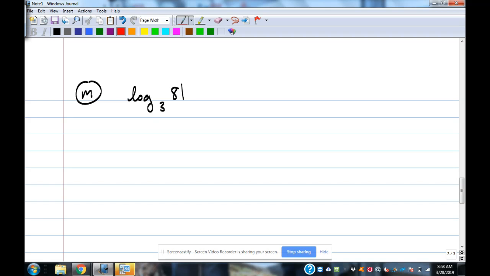All right, so log base 3 of 81. Again, this is a nice number. We know a lot about 81. We know a lot about 3. So 3 to what power gets me 81? 4, right? Okay, so being able to evaluate those without a calculator, the numbers have to be kind of nice. Okay, I'm going to show you.